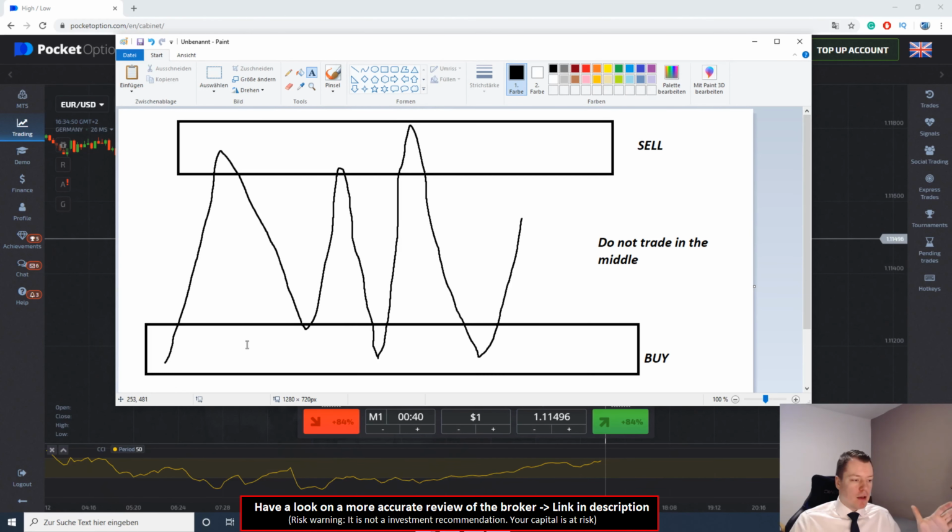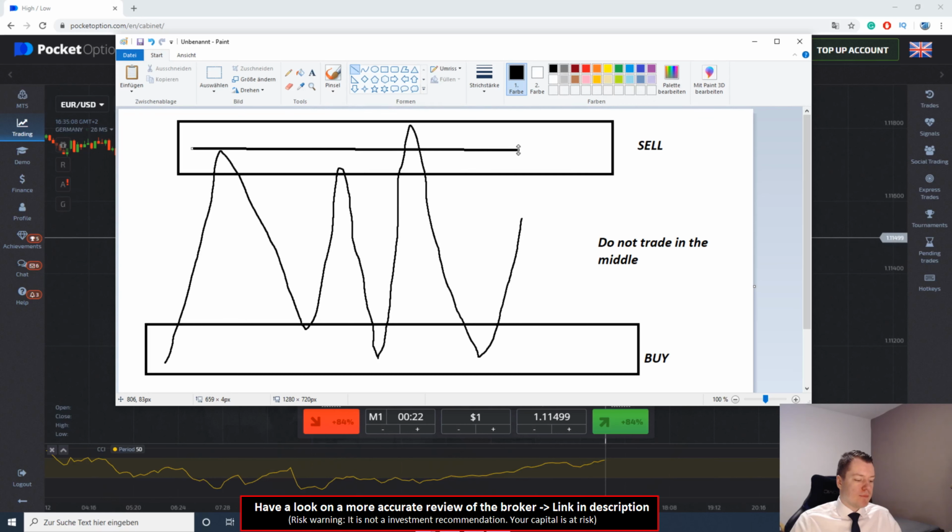Just mark the buy and sell area in the chart, and wait until the price goes up or down. Another important thing is that you see this here.